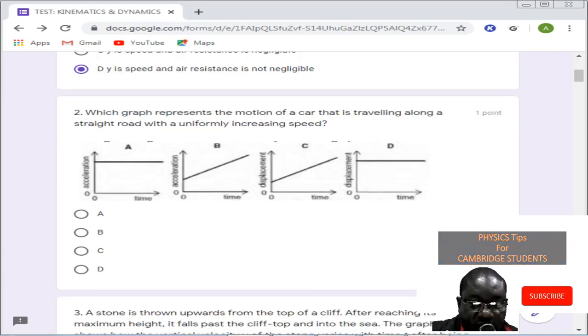Moving on to the second question. Which graph represents the motion of a car that is traveling along a straight road with a uniformly increasing speed? Now if you're told that the speed is increasing uniformly, it means that the acceleration must be constant. Uniform means constant, so you look for the one that is flat, so that will be between A and D. Then you look at the y-axis. On the y-axis, it's supposed to have acceleration there, that is constant acceleration. So your answer should be A for this one.